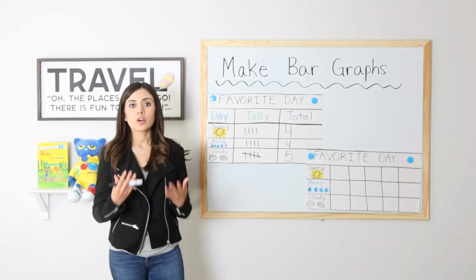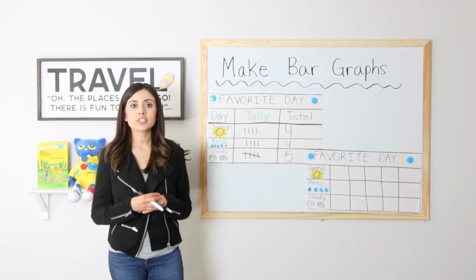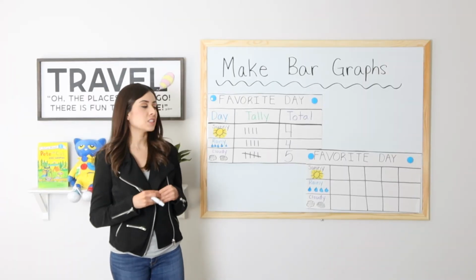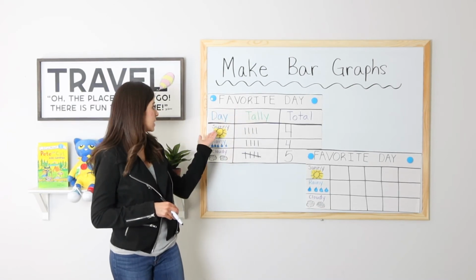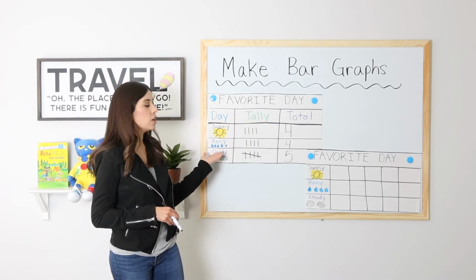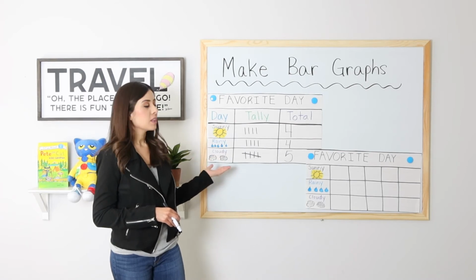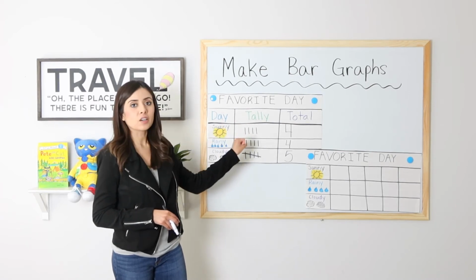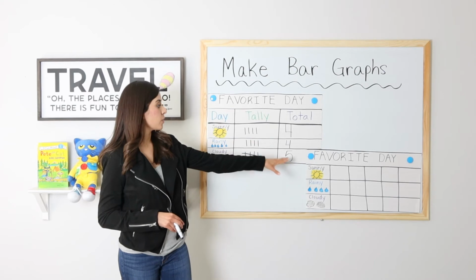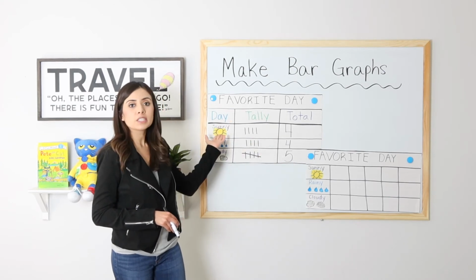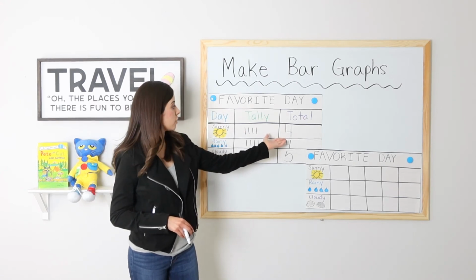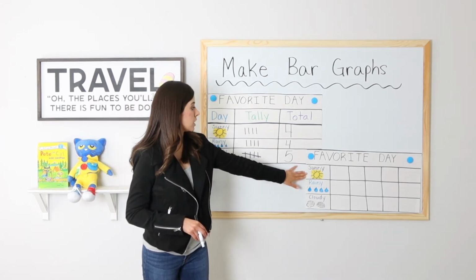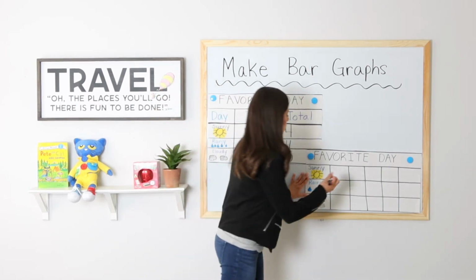Good job. Okay, so for this example, 13 students were surveyed and asked what is their favorite kind of day. The choices were a sunny day, a rainy day, or a cloudy day. Let's go ahead and move this data over to our bar graph, starting with a sunny day. How many students chose a sunny day as their favorite day? 4. So I will go ahead and color 4 squares under a sunny day.